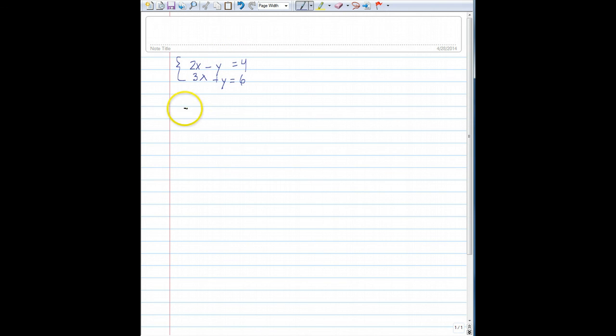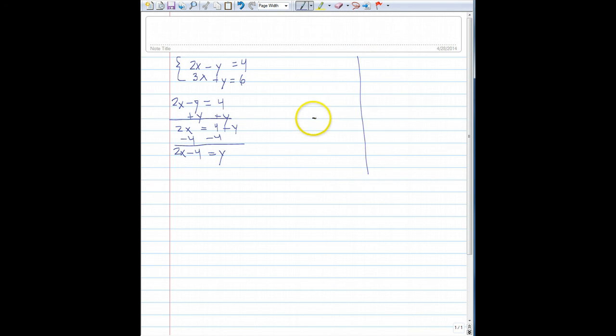So I'm going to work with the first equation, 2x minus y is equal to 4. I'm going to solve this for y. The easiest thing to do would be to add the y to both sides and then subtract the 4 after that. This gives us 2x is equal to 4 plus y, and then subtract 4 from both sides, and we're left with y equals 2x minus 4. And we can go ahead and graph that. That's in slope-intercept form already.